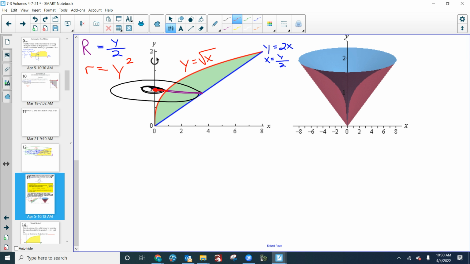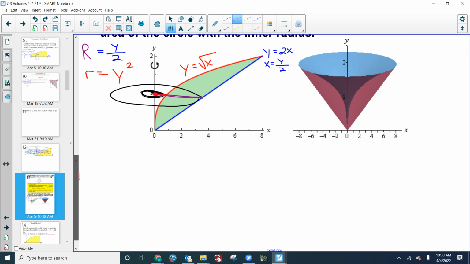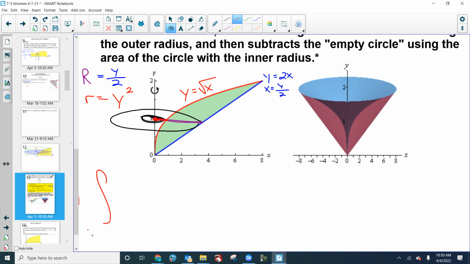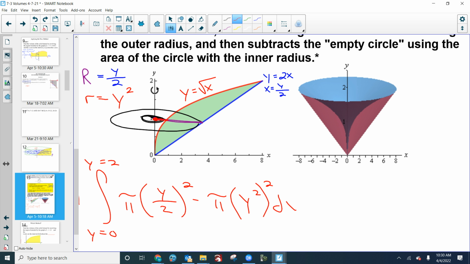I don't know that. I just made up functions for these. But in general, this is what it would look like. Y equals 0 to y equals 2, pi outer radius squared minus pi inner radius squared dy. That would give you the volume when that thing gets revolved around the y-axis.